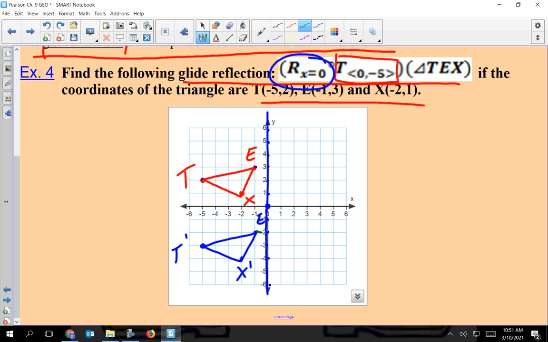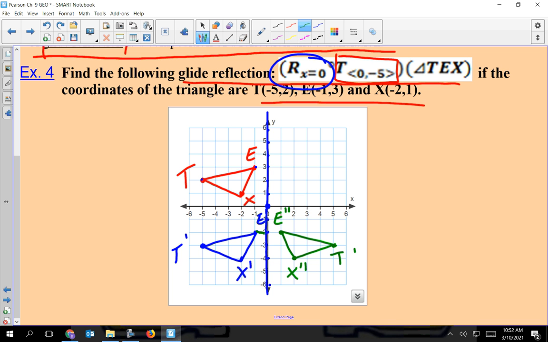Okay, so I'm reflecting it. Remember, I'm keeping distance. So let's start with E. It's 1 away from that line. I'm 1 away on the other side. We'll call it E prime prime. Let's go to X. I'm 2 away, so I have to go 2 to the other side. X prime prime. T, I am 5 away, so I have to go 5 to the other side. And that's T prime prime. So I can draw in my triangle. Looks like I took my spatula out with my pancakes and I flopped it over.